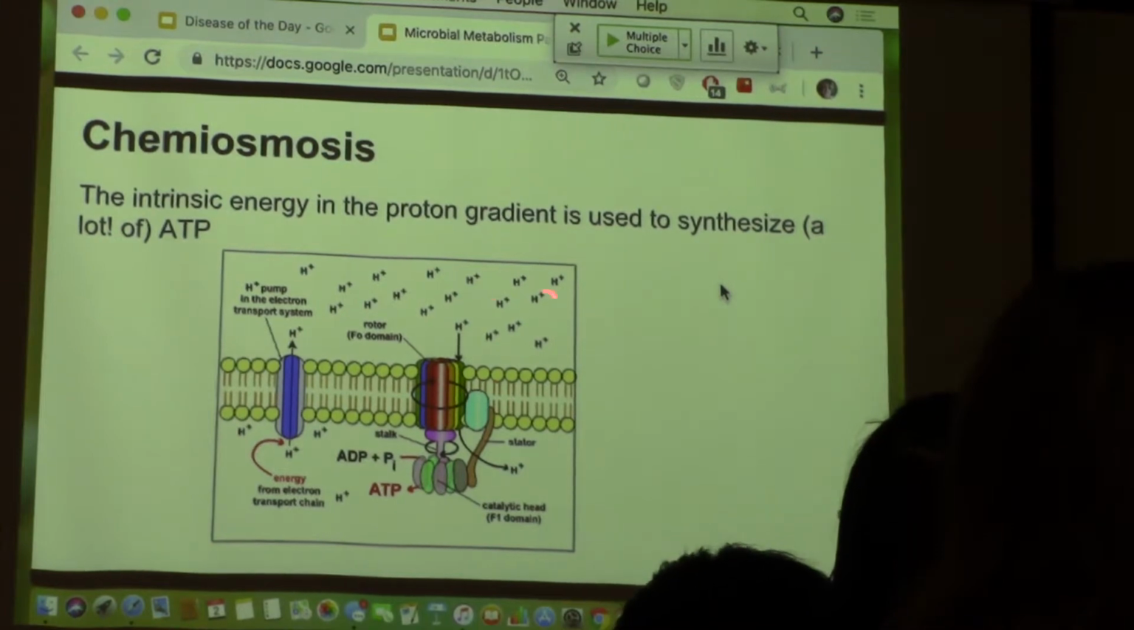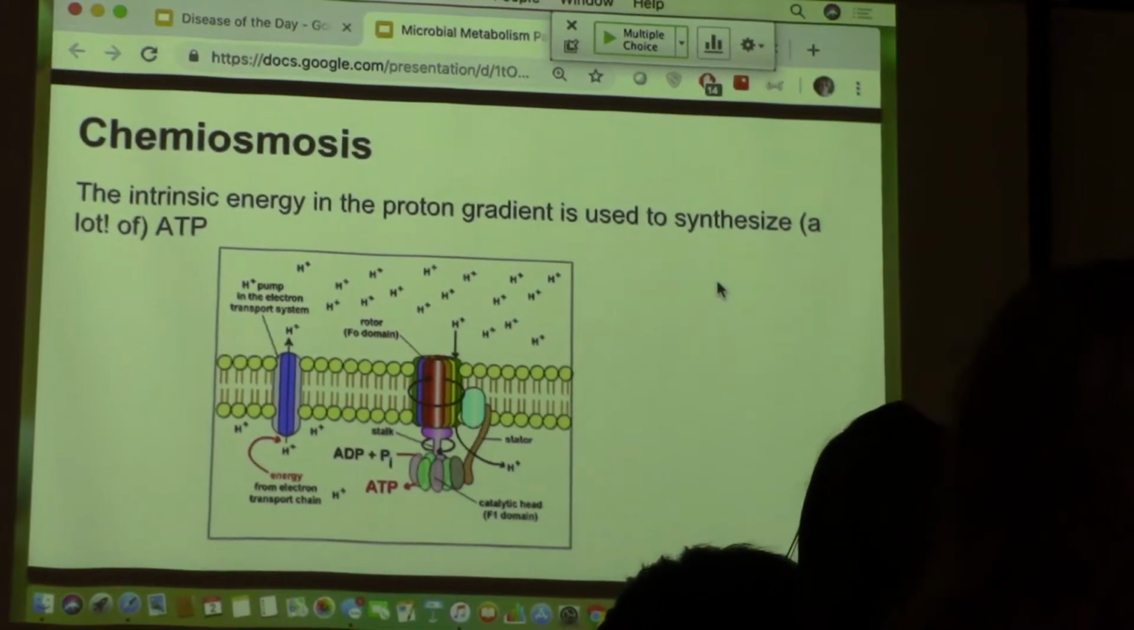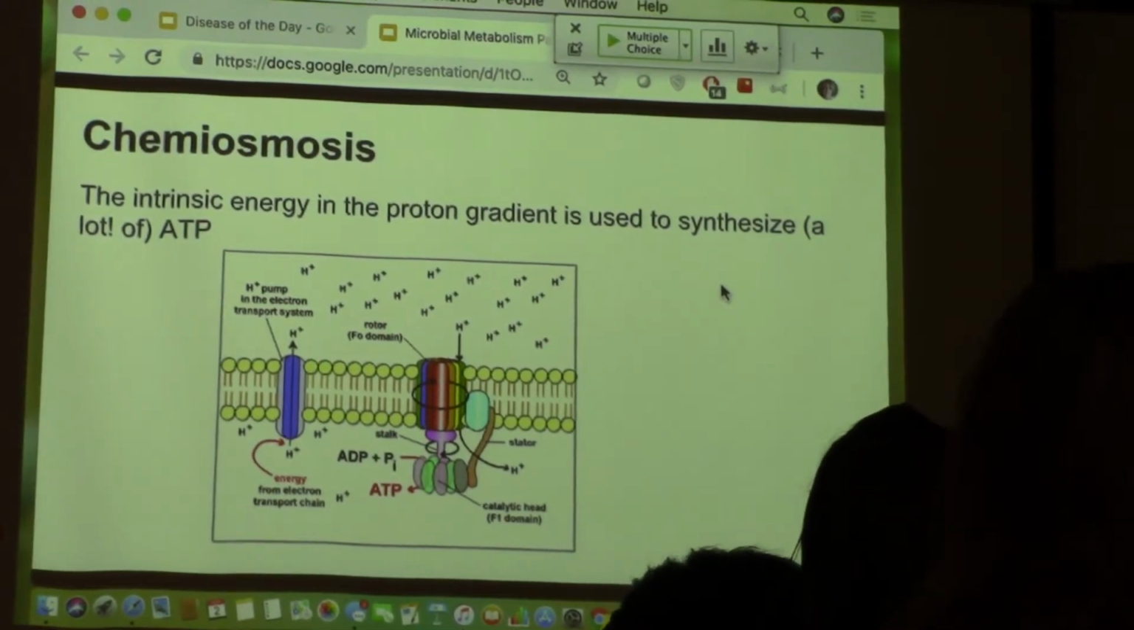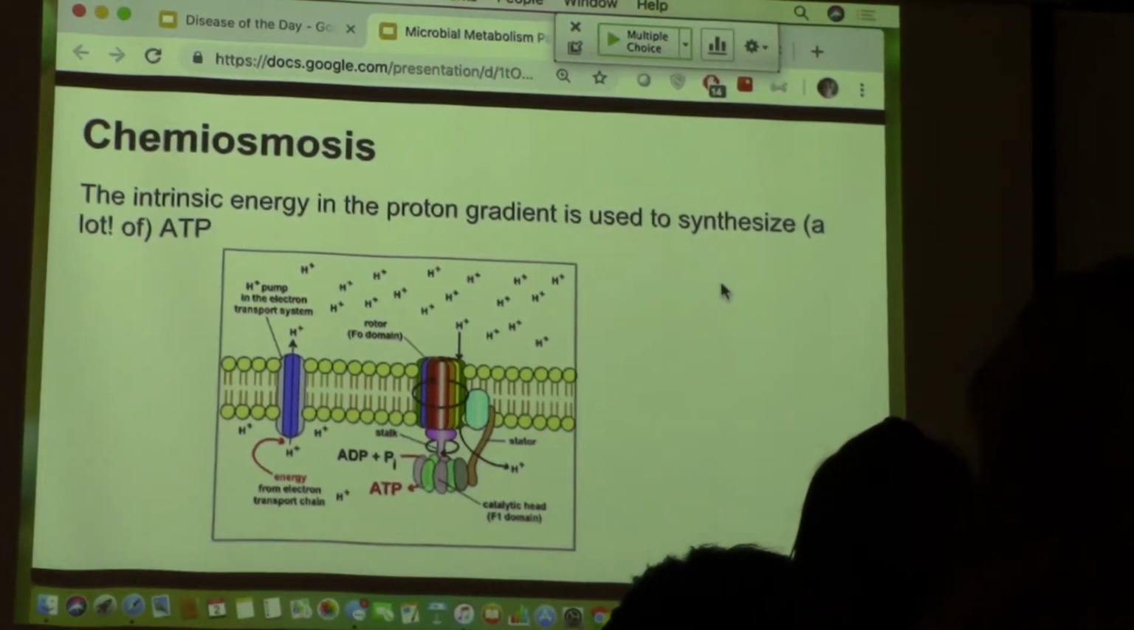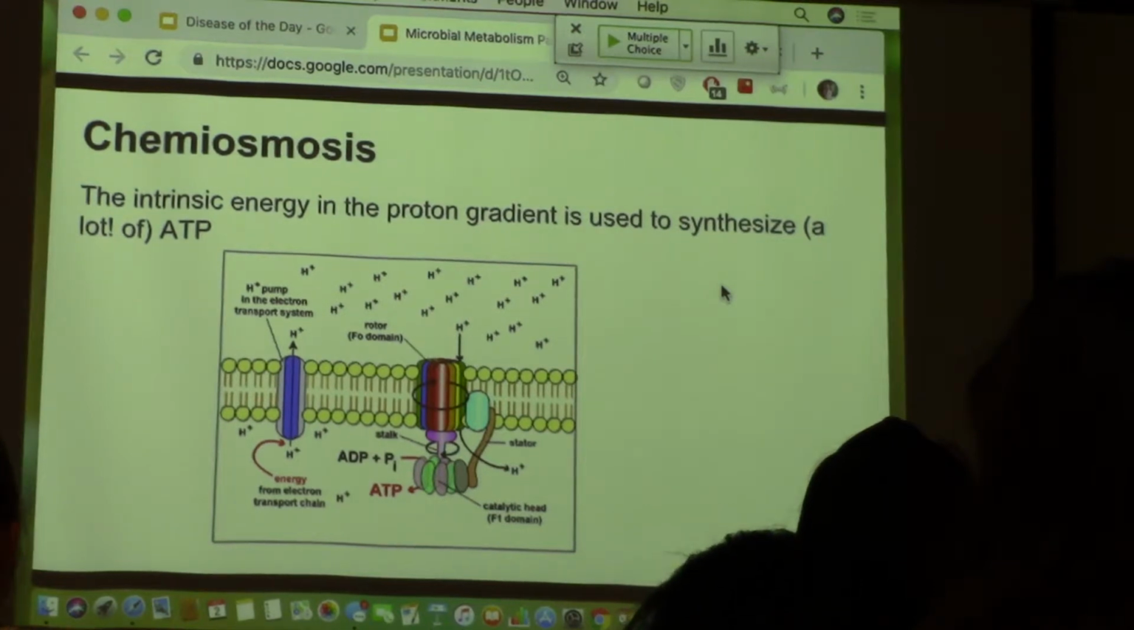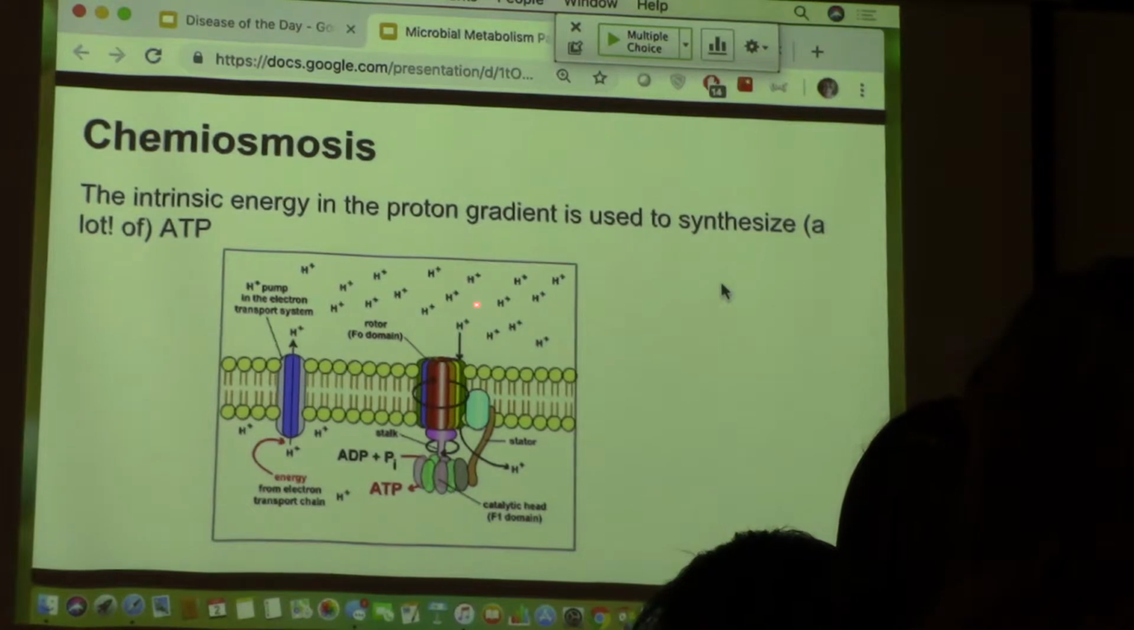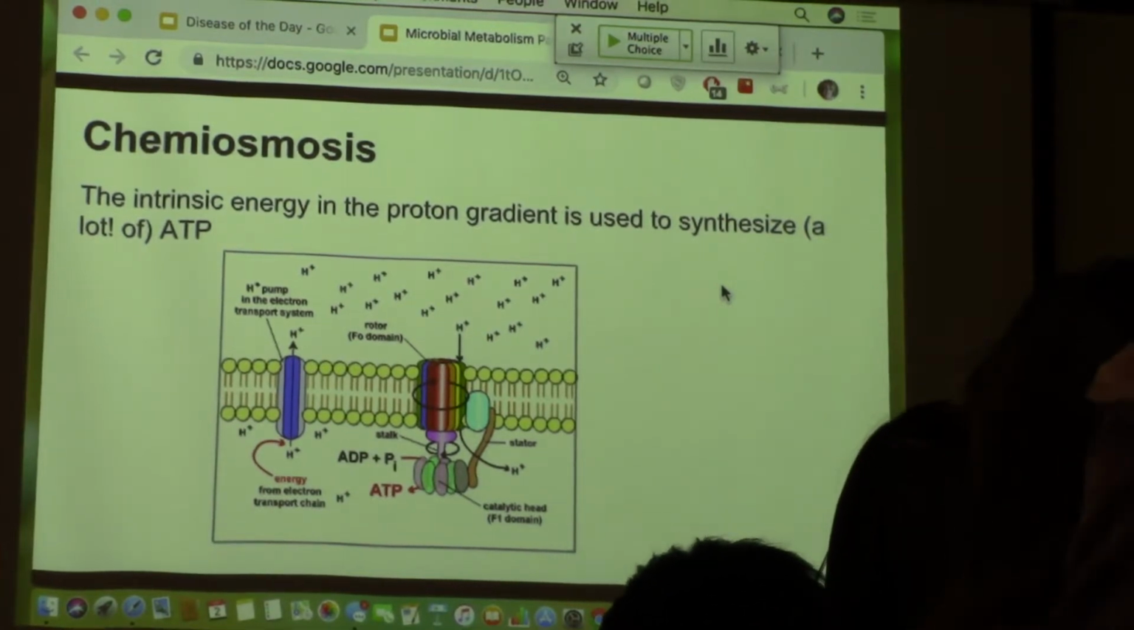So we're using this energy, just like your car uses the energy in gasoline to make the tires move, right? We're using the energy that's in this proton gradient to make chemical energy in the form of ATP. So we're converting this potential energy into this chemical energy.